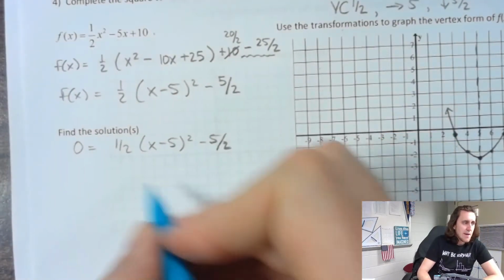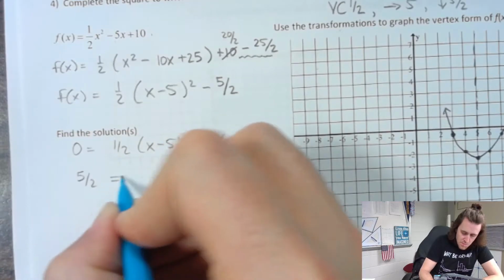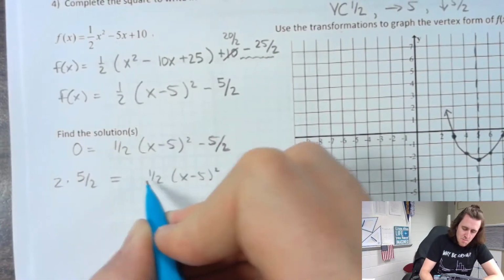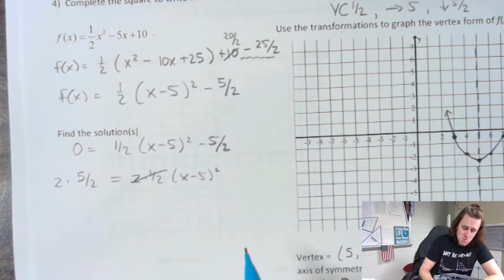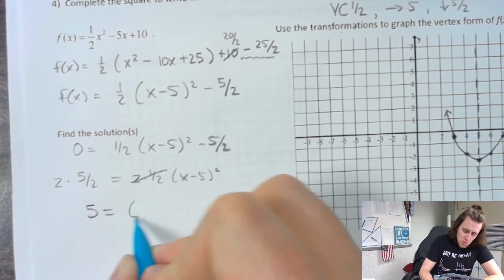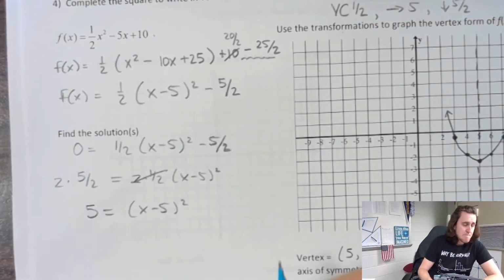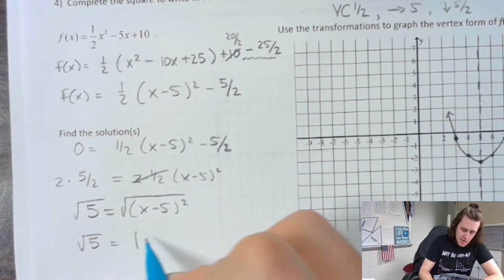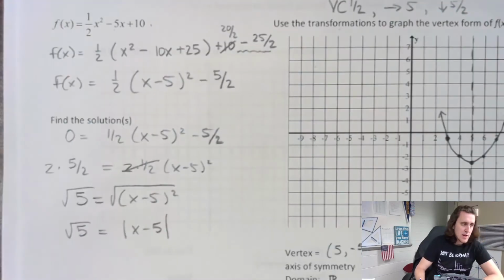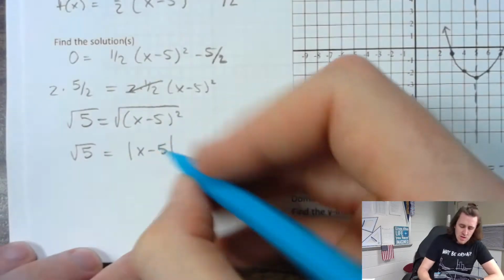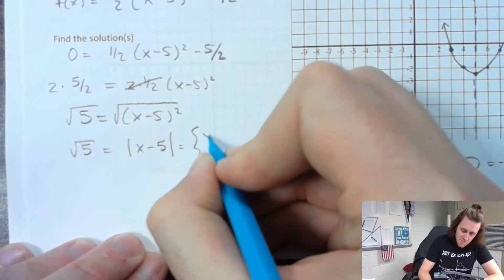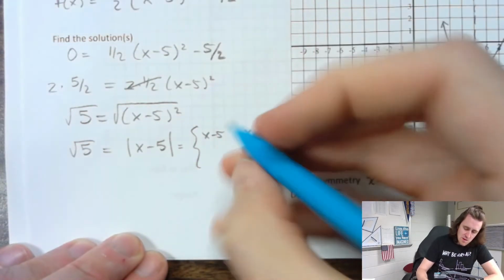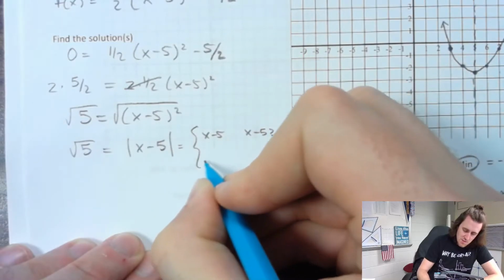Okay. So add 5/2 to the other side. Multiply everything by 2. Those cancel. 5 equals x minus 5 squared. Square root both sides. Recall that that gives us the absolute value of x minus 5. Practice writing the piecewise definition. Again, we did this a lot in our very first chapter, so hopefully this comes back to you pretty quick.